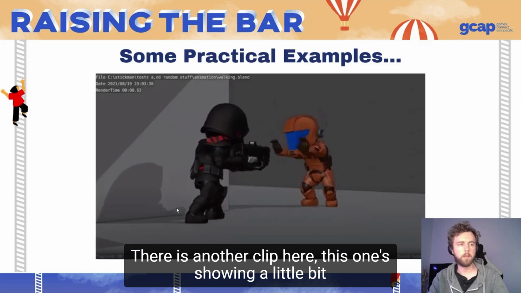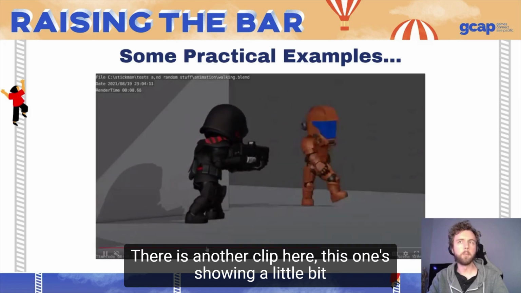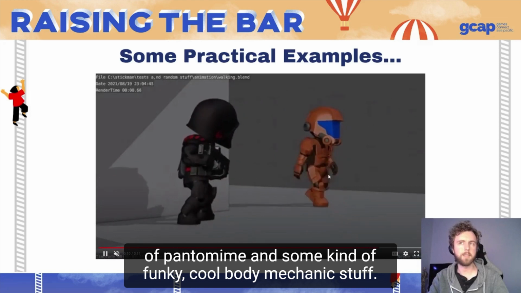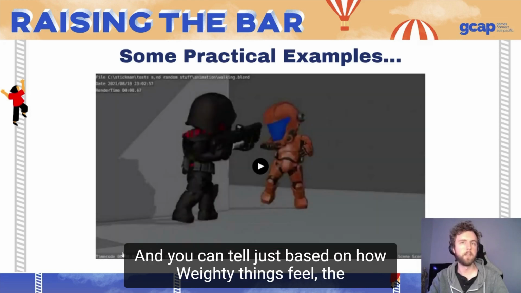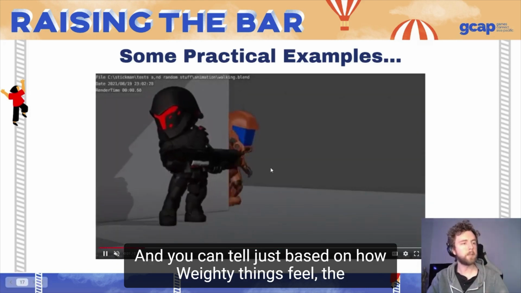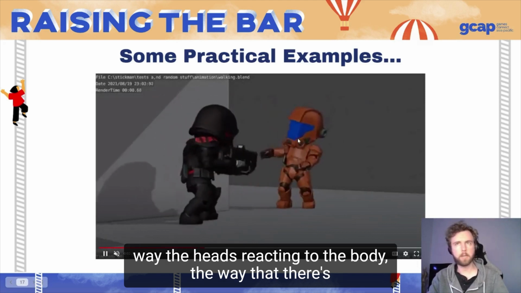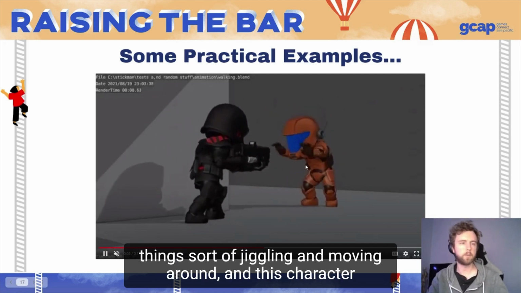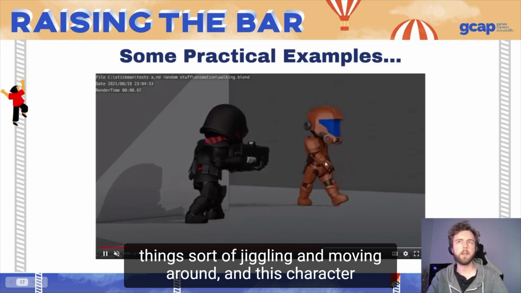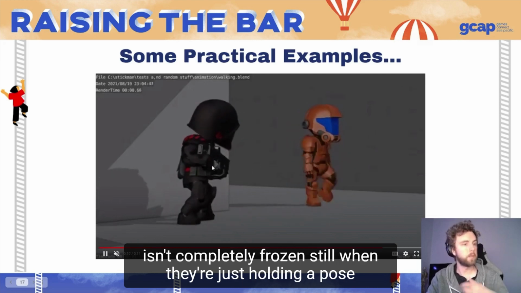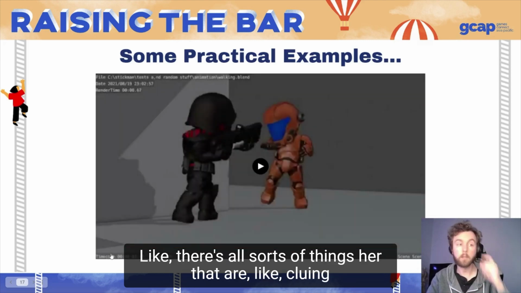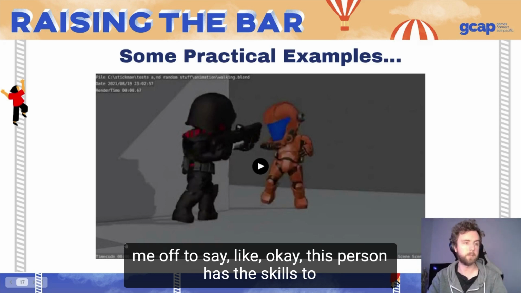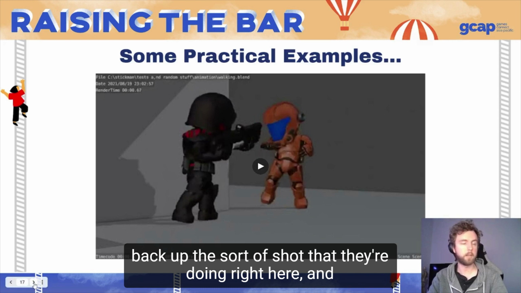There's another clip here. This one's showing a little bit of pantomime and some funky, cool body mechanics stuff. You can tell based on how weighty things feel, the way the head's reacting to the body, the way things are jiggling and moving around, and this character isn't completely frozen still when they're just holding a pose. There's all sorts of things here that clue me in that this person has the skill to back up the sort of shot that they're doing right here. And that's always good to see.